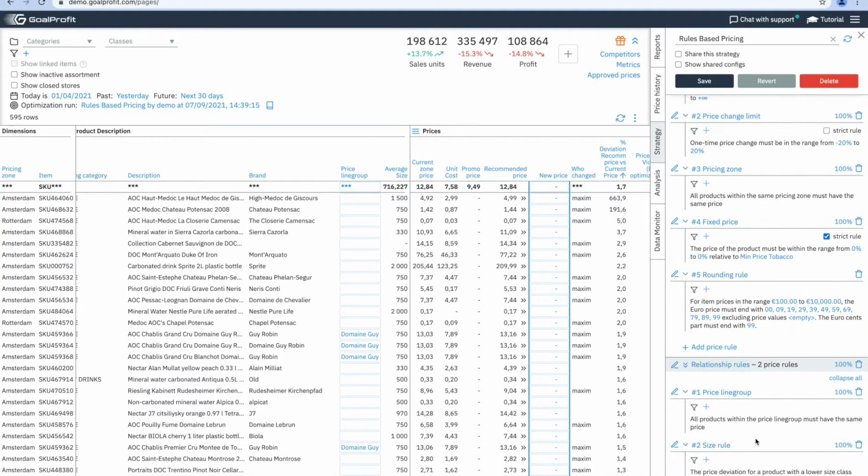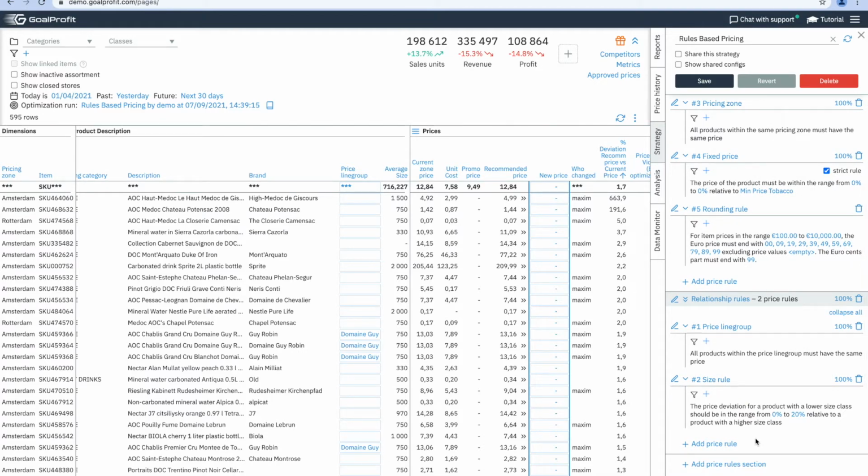Size rules: we define the price relationship between products with different sizes, like 1 liter and 2 liter bottles, or different packages. These rules help us to define the price for lower size products against bigger size products, saying that the equivalent price, like price per kilo, should be higher than the price per kilo of the bigger size product.